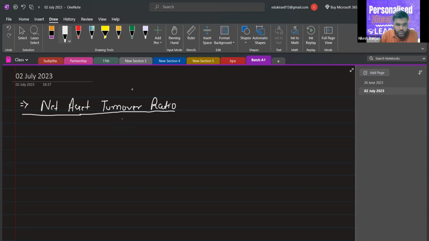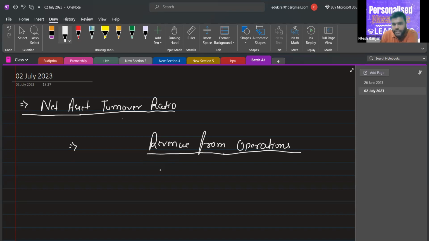Okay, so the formula of net asset turnover ratio is, sorry, not net sales, it is revenue from operation, or cost of goods sold if it is not given. So revenue from operation divided by net assets.